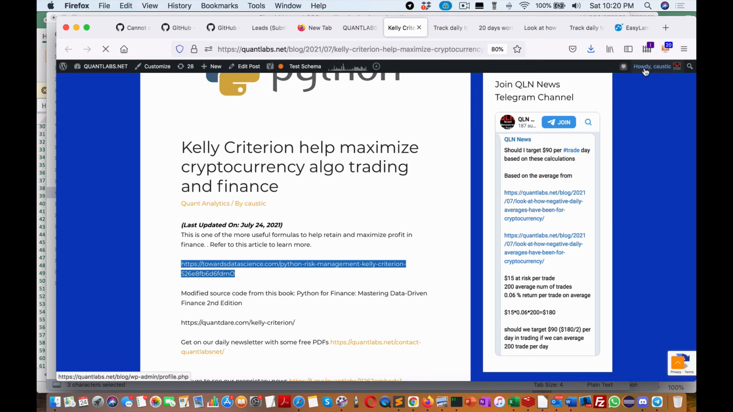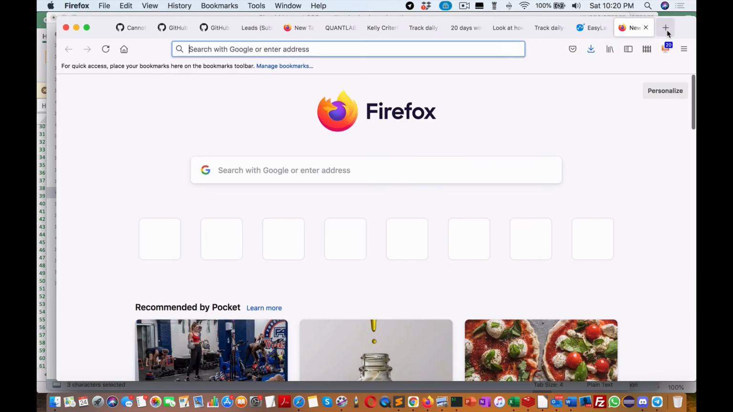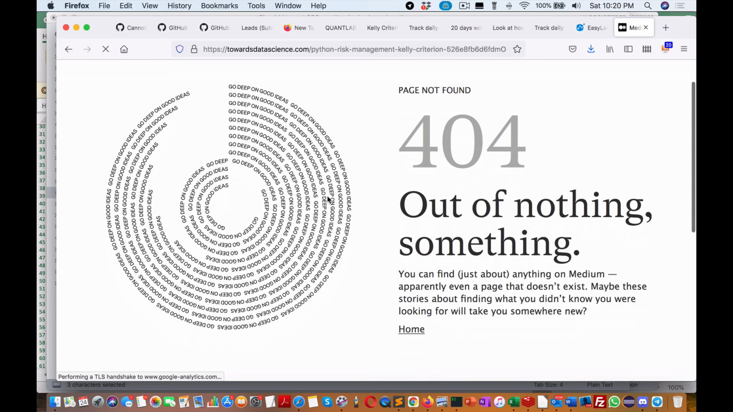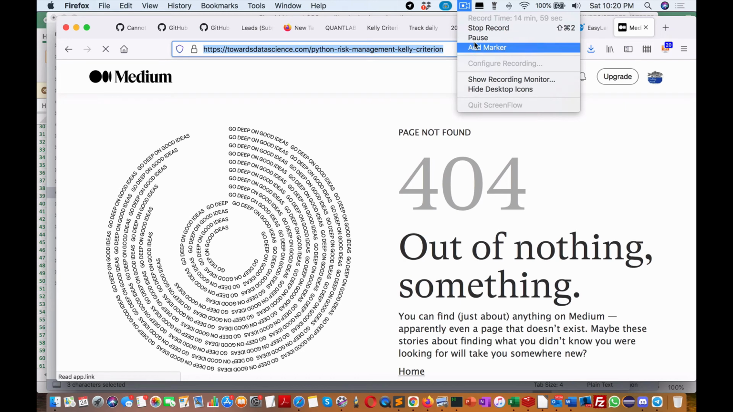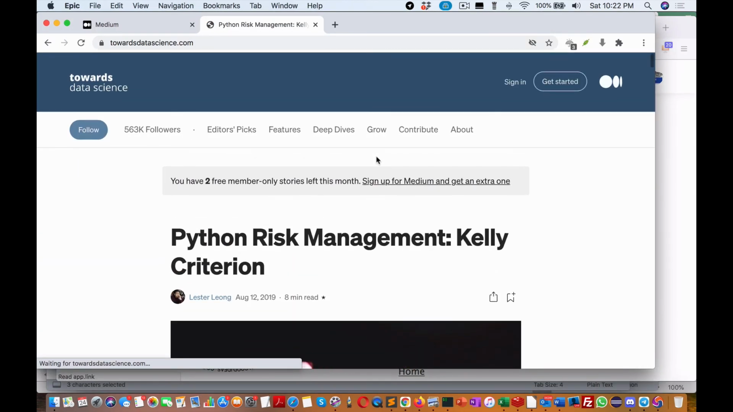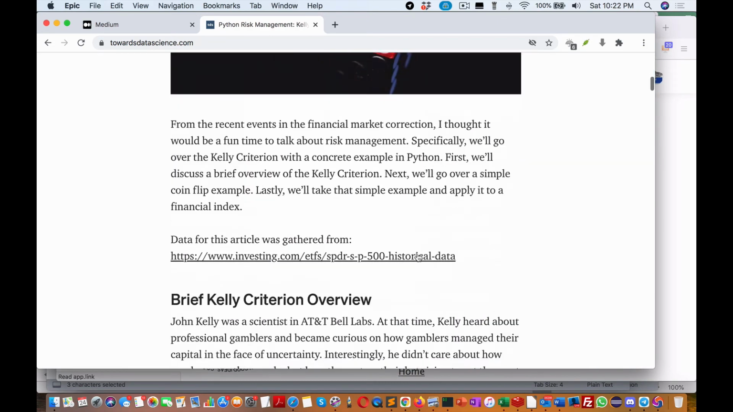If I was to pull it up, let's see if I can pull it up. There's an interesting stat here that was quite interesting. Let me just pause this again. So again, here is the article on towardsdatascience.com. The article is called Python Risk Management Kelly Criterion.